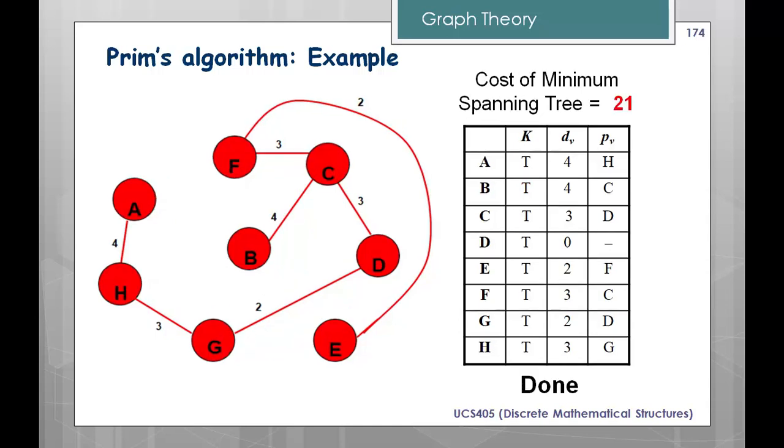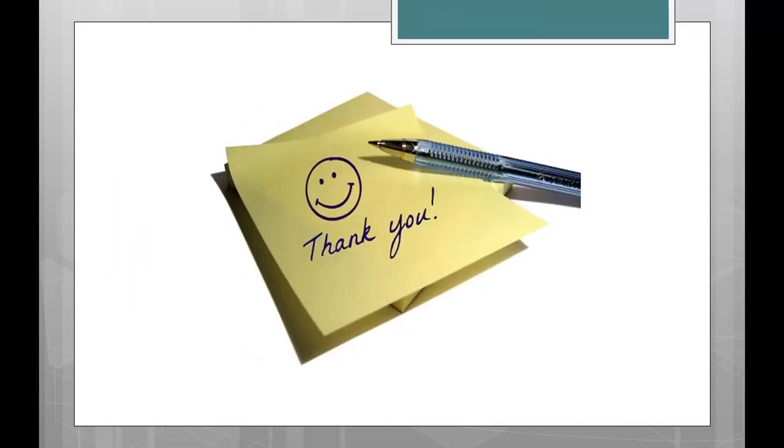Now finally, what is the cost of this spanning tree? 4 plus 4, 8, plus 3, 11, plus 2, 13, plus 3, 16, plus 2, 18, plus 3, 21. So the cost of the minimum spanning tree is 21. That's all about Prim's algorithm. Thank you very much. In the next lecture, we will study all pair shortest path, that is the Floyd-Warshall algorithm.